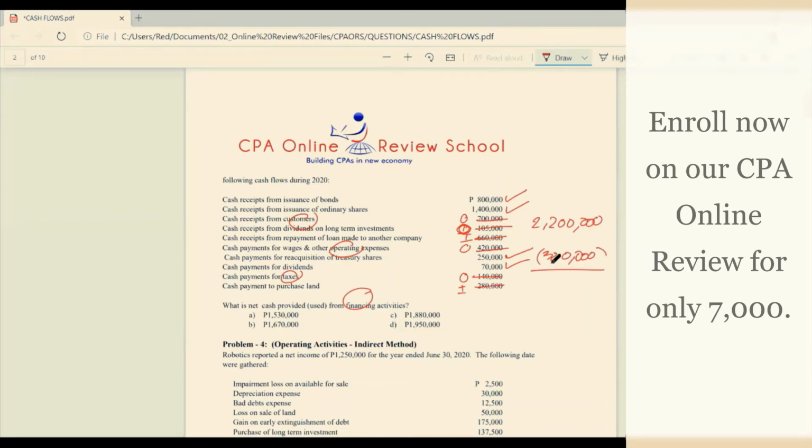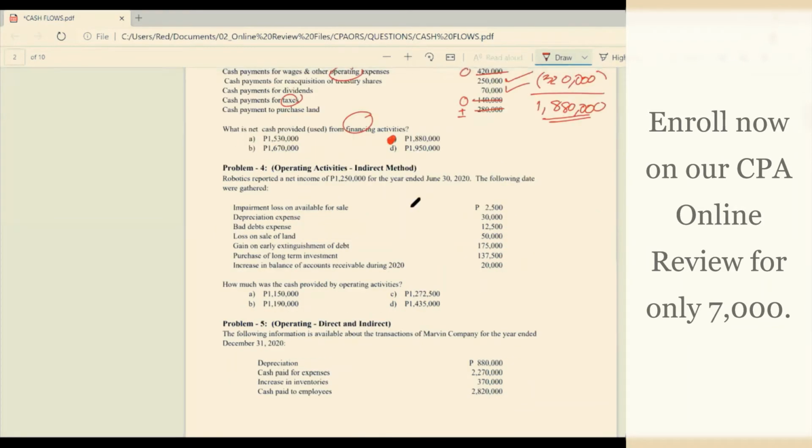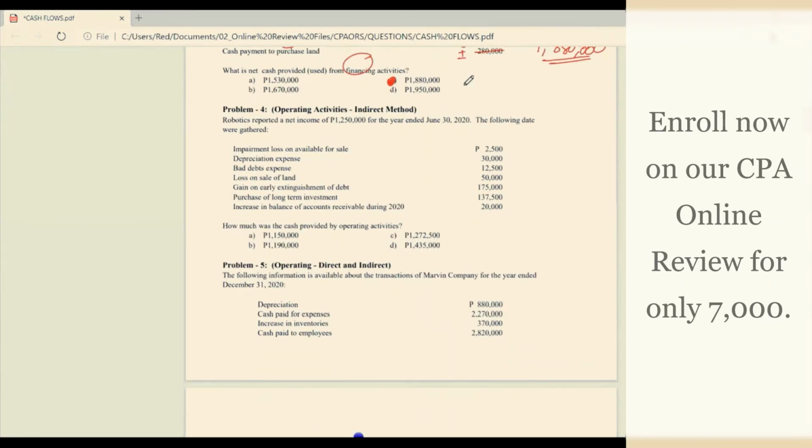So our net cash, ano to? Provided. So net cash provided natin is 1,880,000. Okay? So ang sagot natin is, okay? So marami na sumagot na nakat agad. Okay? So ayan, sagot natin. Nakat. So bumibilis na pala kayo mag-compute na. Okay. So problem number 4.